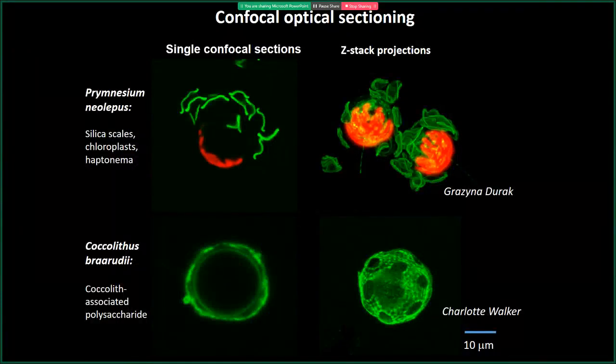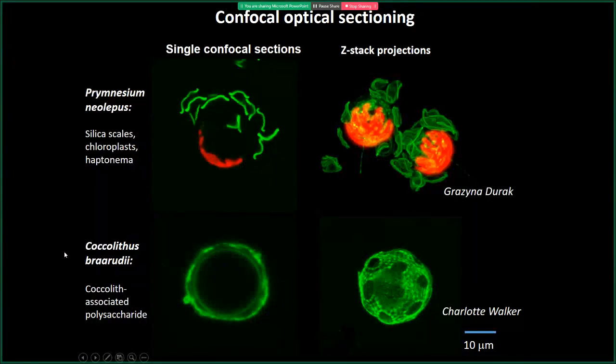And then we can project all those sections together in one plane and get what we can see on the right, which is a Z-stack projection, which allows us to see more detail all through the cell. So in this case, we can still see the silica scales, we can see the chlorophyll in the chloroplasts, and we can also now capture the haptonema, which is this line coming out of the bottom of the cell here on the left.